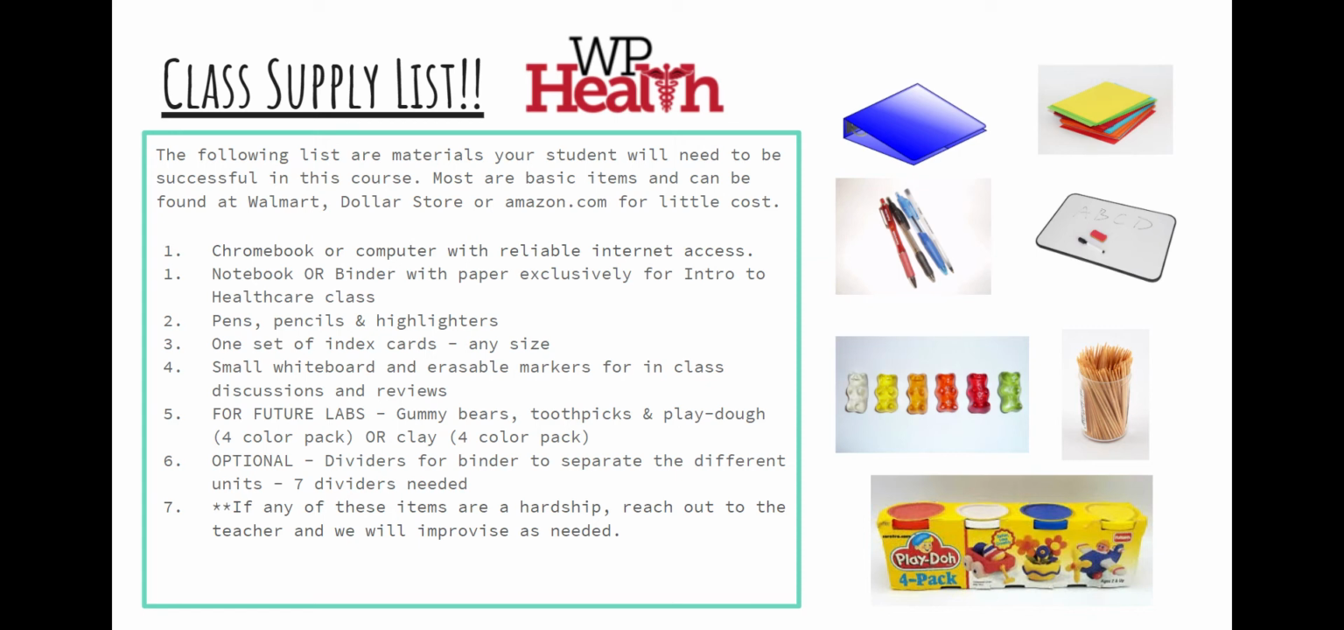Index cards are required. We make handmade index cards so students can use flashcards for learning bones, muscles, and other parts of the body. I do ask that students have a small whiteboard, but they can also use paper to hold up. Sometimes when we do review activities, we'll use the whiteboards. There's going to be a few labs. The gummy bear lab will already be done by the time you watch this video, but we will need clay for some of our bone, muscle, and cell labs.